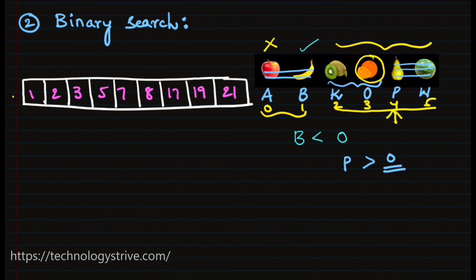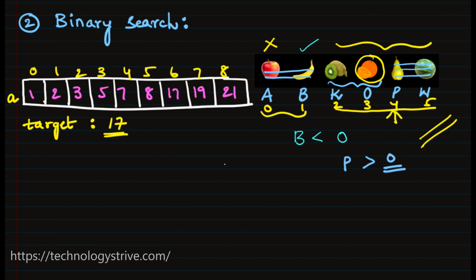For example, this is the array and it is given that we have to find out whether 17 is present in the array or not. Now let's apply whatever we have done here, but instead of picking a random index, every time we pick the middle index of the search space. So here the size is 9. So what is the middle index here? This is the middle index.